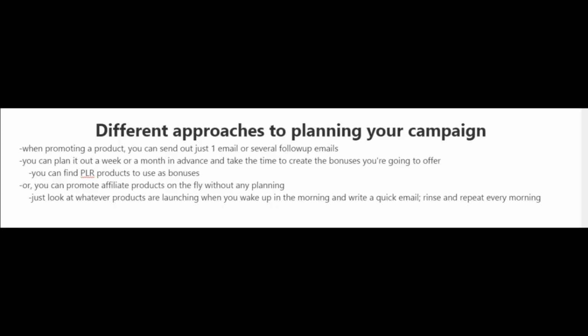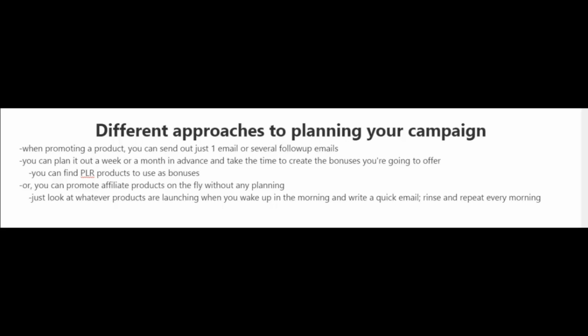There are different approaches when it comes to planning your email campaigns. When you're promoting an affiliate product, you can send out just one email or several follow-up emails. You can plan it out a week or a month in advance and take the time to create the bonuses that you're going to offer, because as you may know, it's a well-known fact amongst affiliate marketers that offering bonuses increases your conversions. And you can find PLR products to use as bonuses if you're pressed for time.